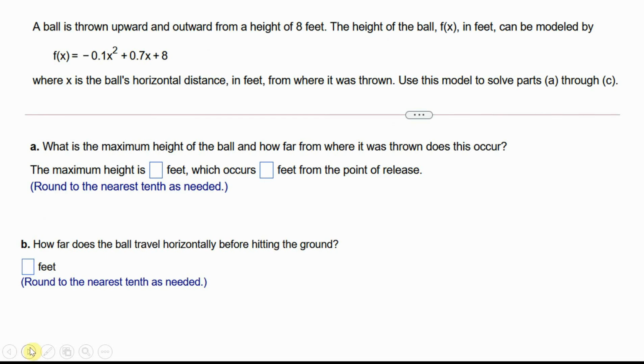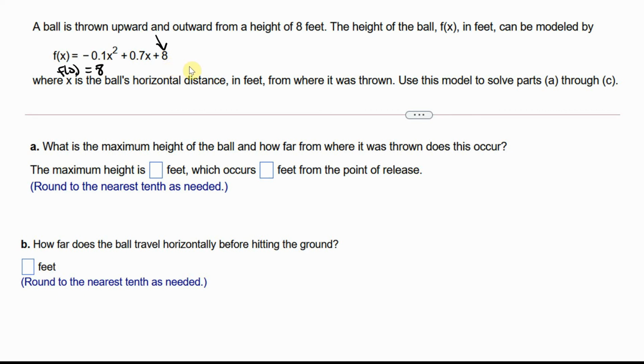A ball is thrown upward and outward from a height of 8 feet. So when they do that, to build this problem, that's the initial height, when x is equal to 0. F of 0, plug in x equals 0, I get 8. So that would be the initial height at 8 feet.